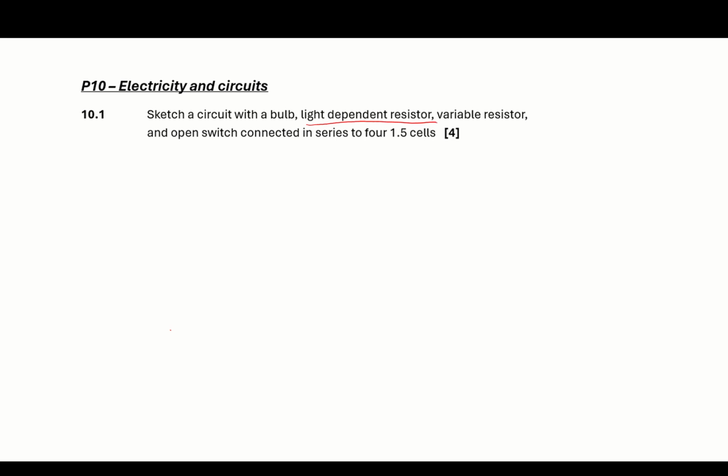With an LDR, a variable resistor, an open switch, and it's all connected in series. So it's got to be all linked together to four 1.5 volt cells. So start with the cells: long one, short one, long one, short one, long one, short one, long one, short one. That's my 4 cells done.